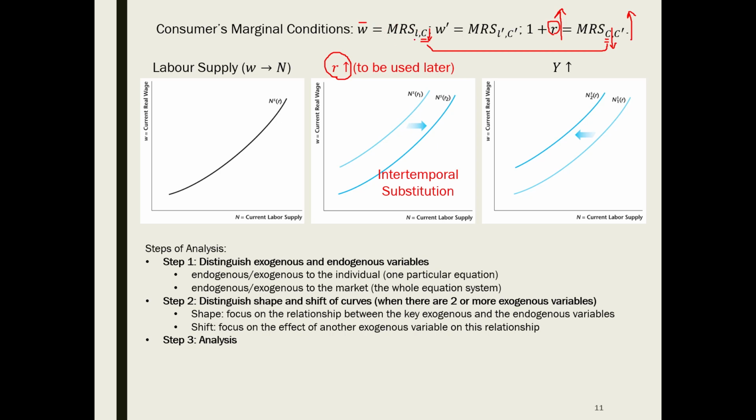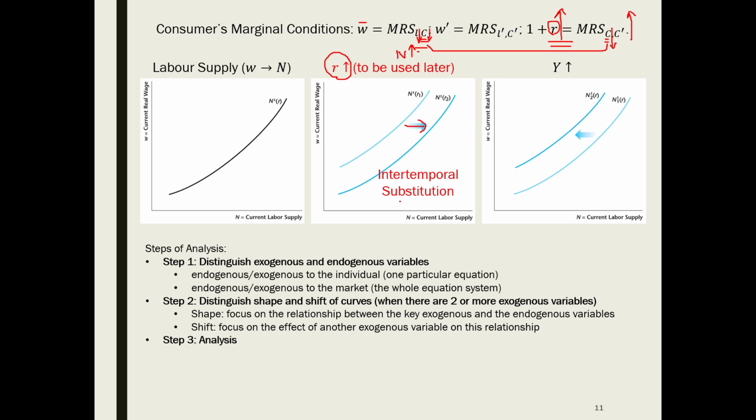To restore the balance, the only way is to proportionately adjust leisure, because MRS is defined as the ratio of marginal utilities of leisure over the marginal utilities of consumption. To summarize, for any given wage, a higher interest rate R results in a lower leisure or a higher labor supply. In graph, it means a right shift of the labor supply curve, as shown in the middle.